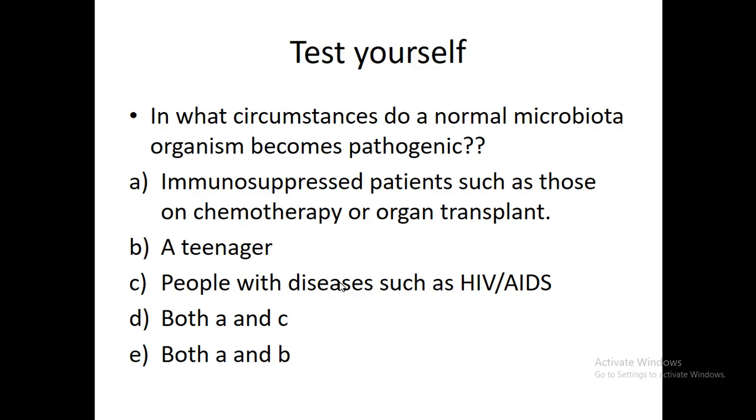Now you can test yourself: in what circumstances does a normal microbiota organism become pathogenic? A. Immunosuppressed patients such as those on chemotherapy or organ transplant. B. A teenager. C. People with diseases such as HIV, AIDS. D. Both A and C, and E. Both A and B. Think about it.